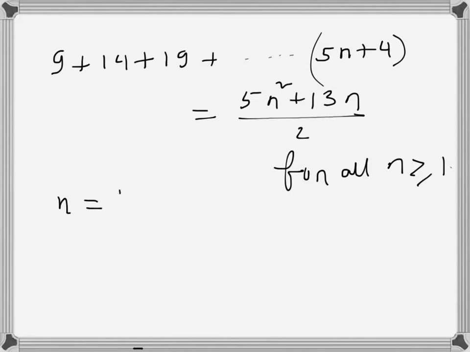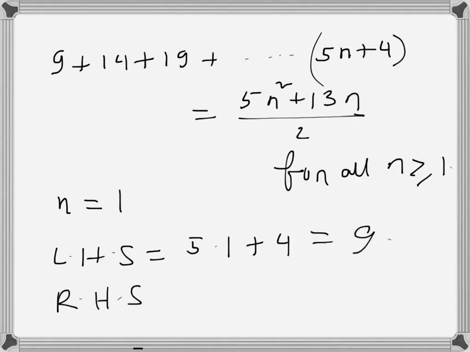So when n is equal to 1, the left hand side becomes basically 5 times 1 plus 4, which is equal to 9, and the right hand side becomes (5 times 1 square plus 13 times 1) over 2, so that's 18 over 2, which is 9. So the left hand side is equal to the right hand side for n equal to 1.